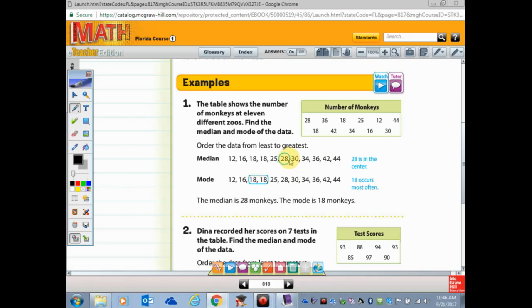The reason you can see that it's a true center is there's 5 numbers on the left side of it, 5 numbers on the right side of it. The mode is 18 because it occurs twice. If there's no number that occurs more than once, you have no mode.